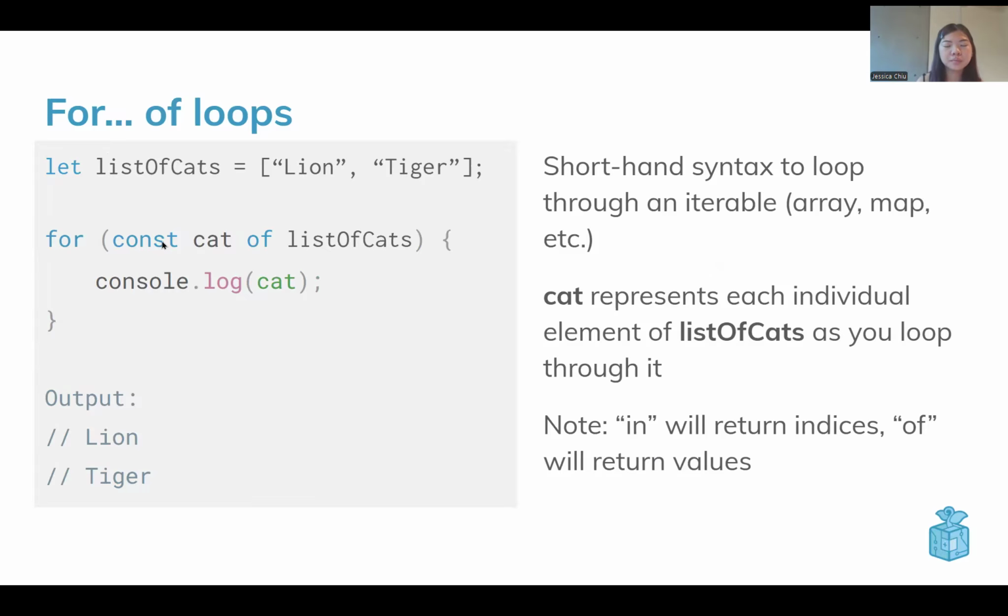We do for const a variable name. In this case, it's cat of, and then the name of the list. In this case, it's a list of cats. So for the regular for loop, we had the i, which is the index 0, 1, 2, 3, etc. But in this case, our variable is literally the elements in our list. So in this case, cat would be lion first, and then it would be tiger. So no indices used, just the actual elements.